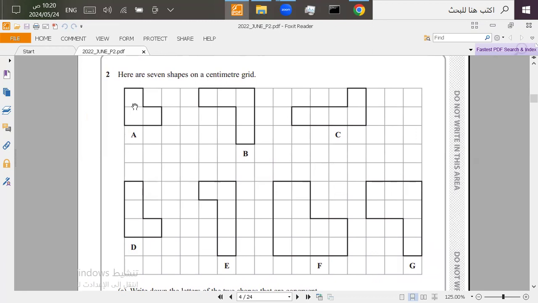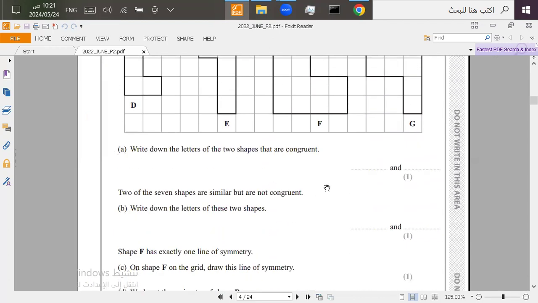Now let's take a look at the shapes. Here we have three boxes. Here we have five. Here we have five, but not the same shape. Here we have four. Here we have five. Now this five, which is the E, is the same as this one, C. It's only rotated. So it means that E and C are identical and they are congruent, because congruent means identical. So the answer will be E and C.